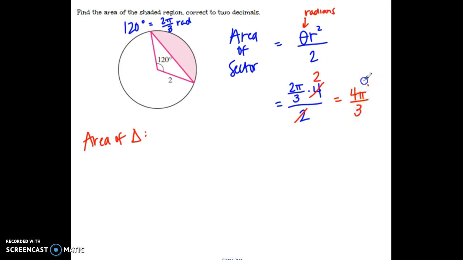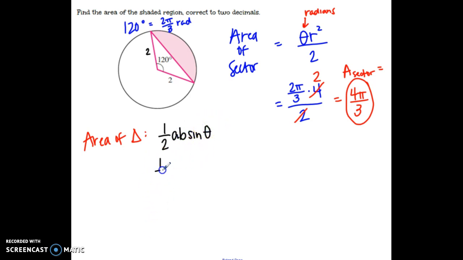Now I'm just going to keep this for right now. This is the area of the sector. I'm just going to keep it exact because we'd like to just round one time at the very end. Now let's work on finding the area of this triangle. Well, if I know that the radius is 2, then that means that we know that this side is also 2, which means we have two sides and the angle between them. So we're going to use that formula 1/2 AB sine of theta.